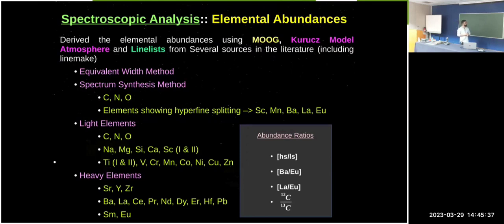We have derived the elemental abundances of 16 light elements from carbon through zinc, and 14 heavy elements from strontium through lead. We have also derived some abundance ratios like [hs/ls], the ratio of heavy s-process elements to light s-process elements, then [Ba/Eu], [La/Eu], and the carbon 12 by carbon 13 ratio.